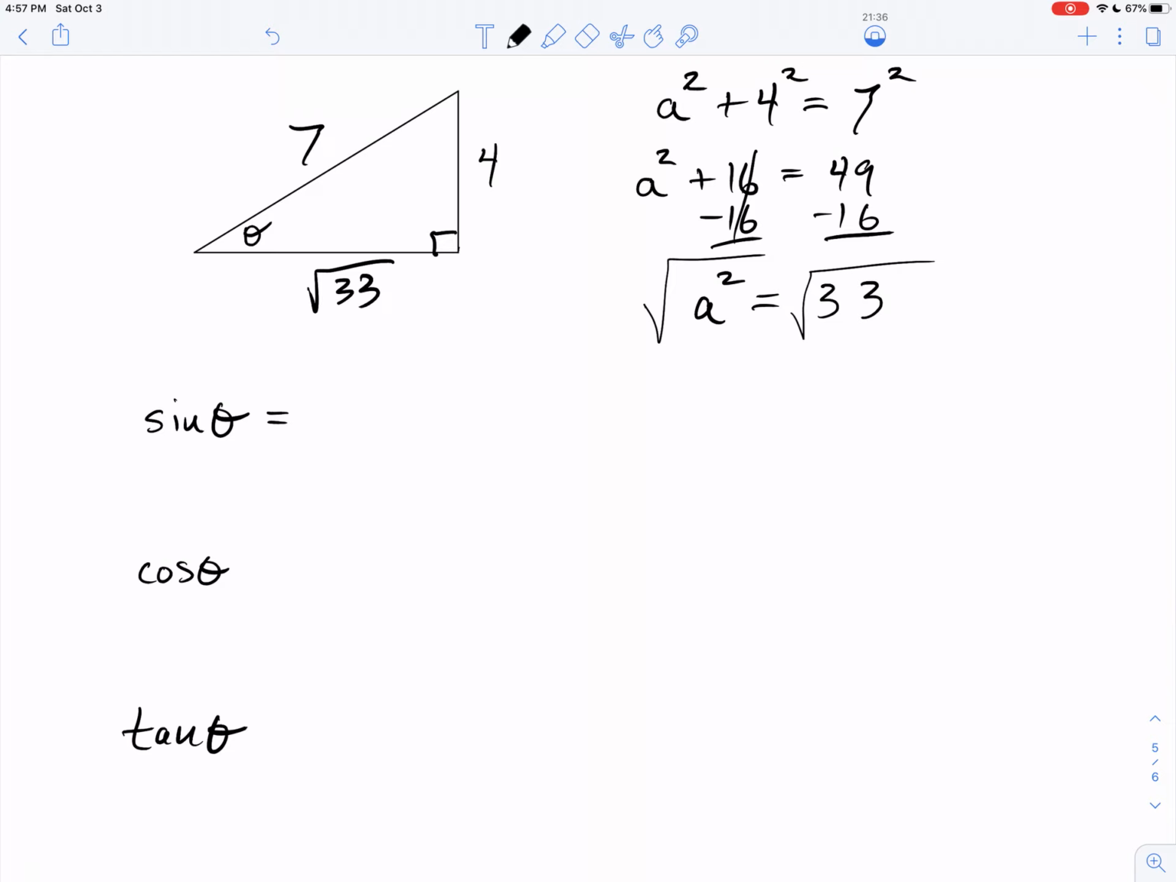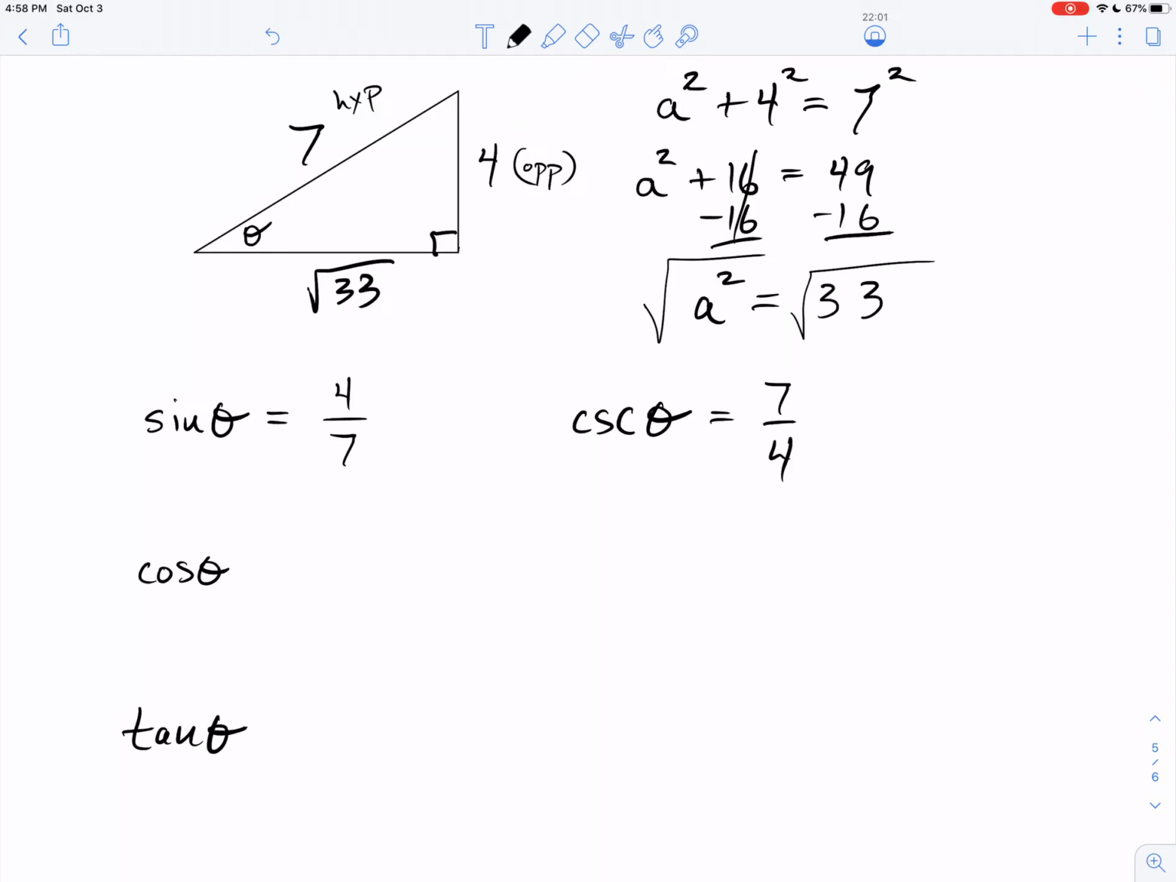What would the sine be? Well, over here, this guy's the opposite. This guy's the hypotenuse. So I would say sine, opposite over hypotenuse. Hey, I can take the reciprocal of that real easy, and I'm going to call that answer the cosecant. And it's going to be 7/4.